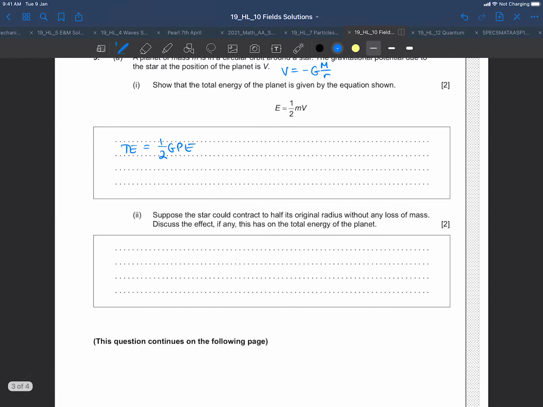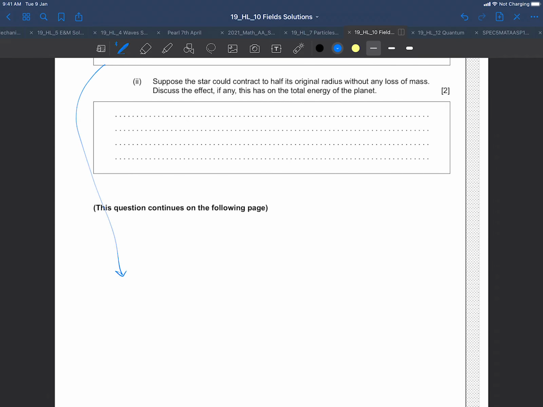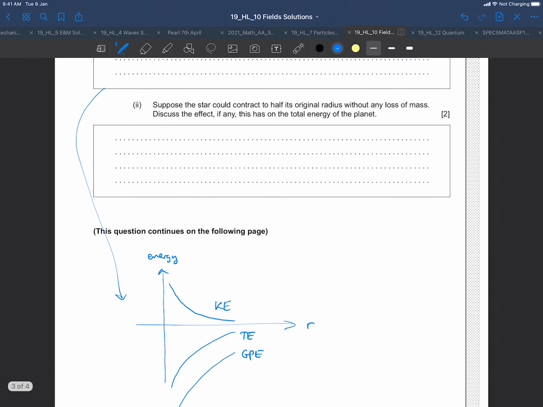Let me just show you the really important graphs that you need to remember when it comes to orbital motion. So here we have energy versus distance away from the center of whatever's creating the gravitational field. I always remember kinetic energy is positive, and it decreases in this way. Now the total energy is the exact opposite of that, so it's negative the kinetic energy. So it's just a mirror image in the x-axis, and then the gravitational potential energy is twice the total energy. So I always have these graphs in mind when I'm doing these questions.